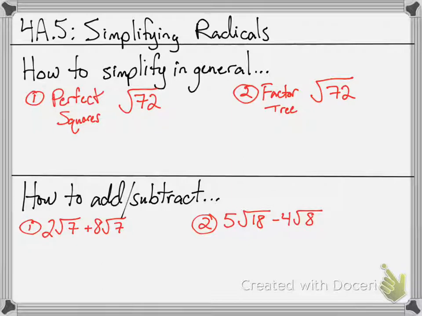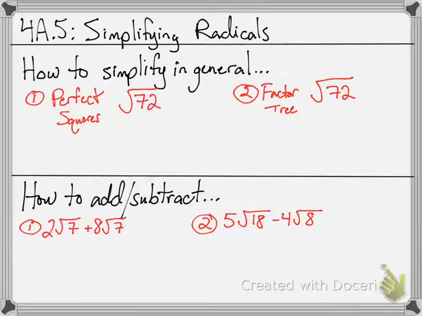There are two ways that you can go ahead and simplify radicals. I'm going to be using one method more than the other in this video, but there are a couple ways you can simplify things. You choose whichever works better for you. So the first method is to know your perfect squares.